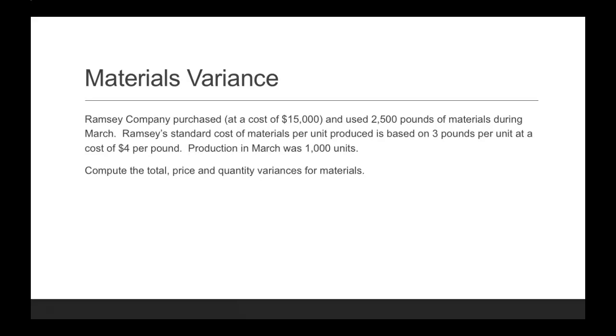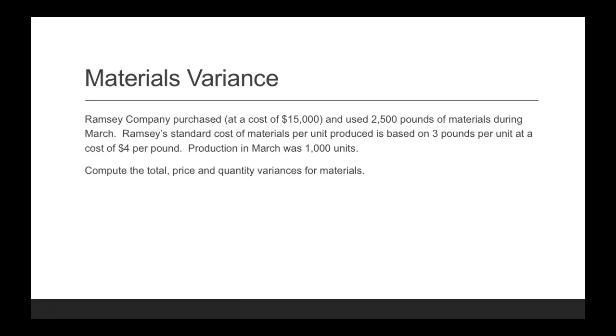Then it says their standard cost of materials per unit produced is based on 3 pounds per unit at a cost of $4 per pound. And production in the month of March was 1,000 units. So we need to compute the total price and quantity variances for materials.